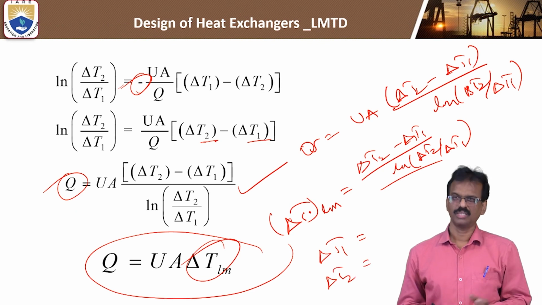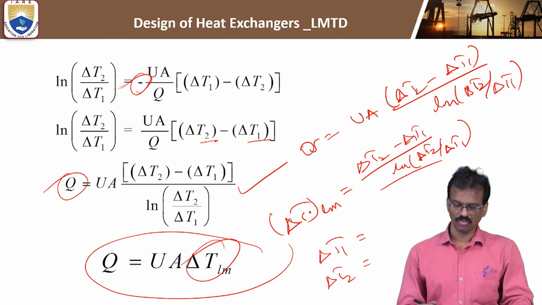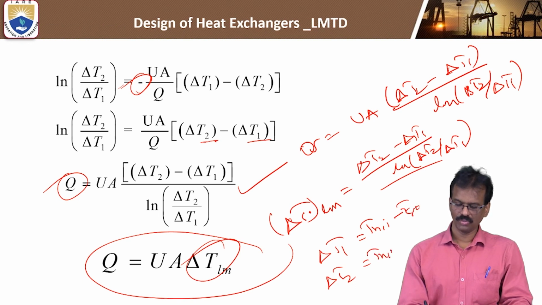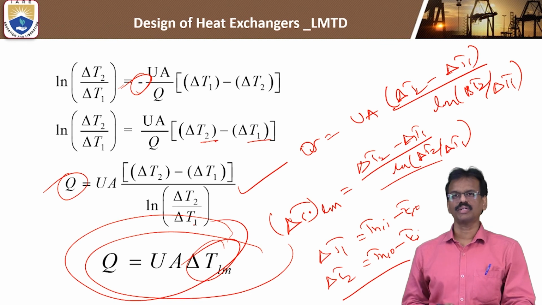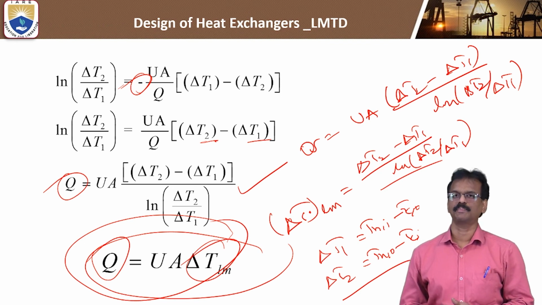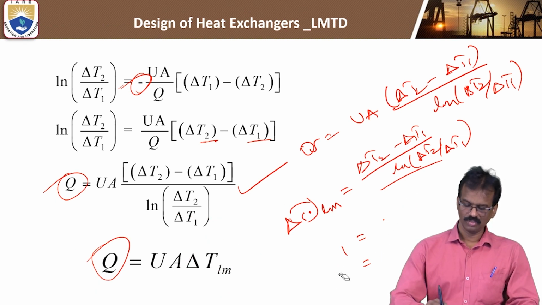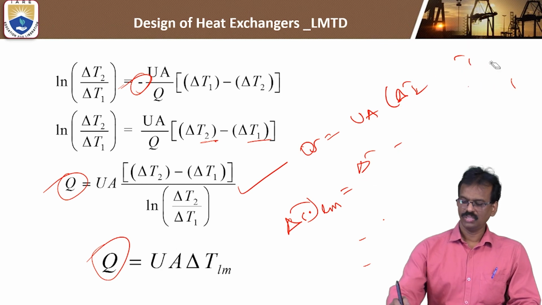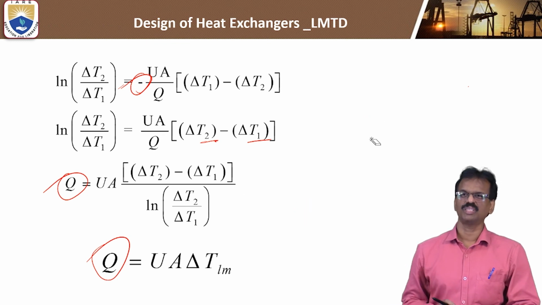In parallel flow, delta T1 is equal to the inlet temperatures of hot fluid and cold fluid, but in counter flow delta T1 is equal to hot fluid inlet minus cold fluid outlet. Delta T2 is equal to hot fluid outlet minus cold fluid inlet. Finally you can find the rate of heat transfer for the counter flow exchanger, same formula, Q equal to UA delta TLM. Similarly for the parallel flow exchanger, only the delta T1 and delta T2 values differ. In this way we can find the rate of heat transfer in parallel flow and counter flow exchangers based upon the logarithmic mean.